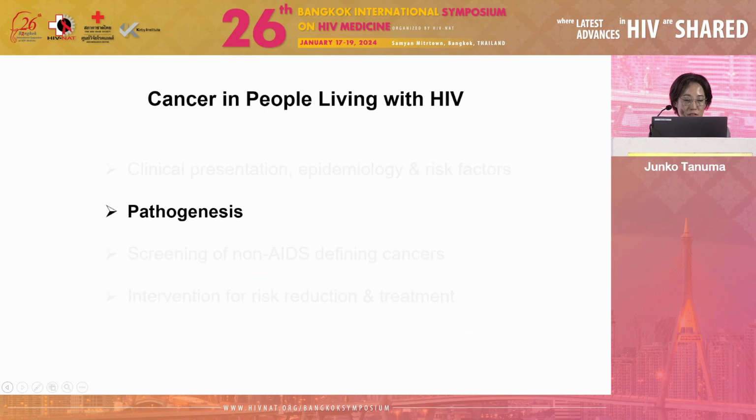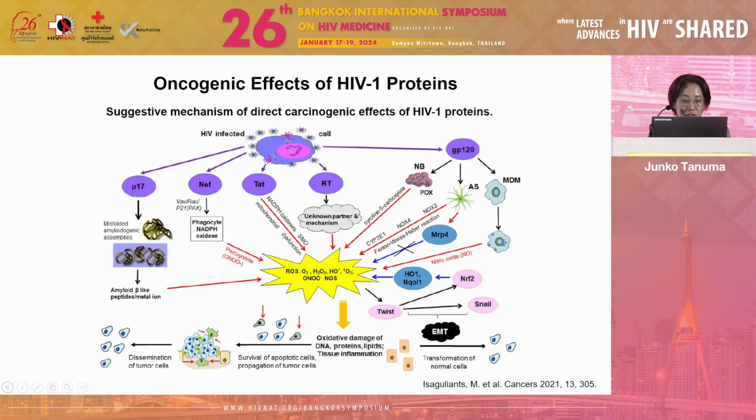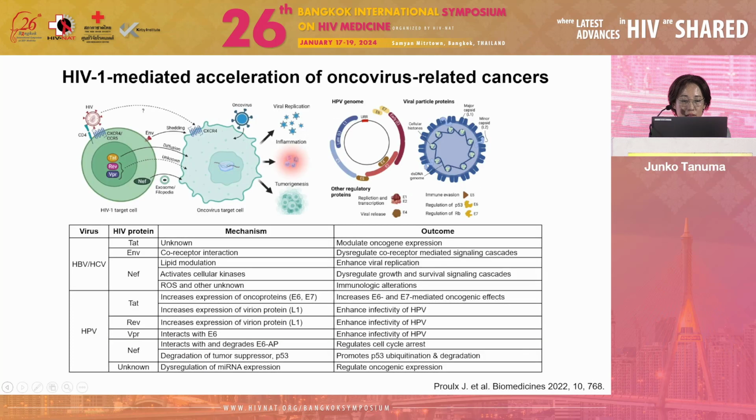Next, let me briefly talk about possible molecular mechanisms behind the increased risk of cancer in people with HIV. HIV proteins, like envelope protein gp120, accessory protein Nef, matrix protein p17, Tat, and reverse transcriptase, are all known to be oncogenic per se, to induce oxidative stress, and to be released from the infected or expressing cells. But HIV proteins can also act in collaboration with other oncoproteins originating from oncoviruses, such as hepatitis B, hepatitis C, and HPV, as summarized in the slide.